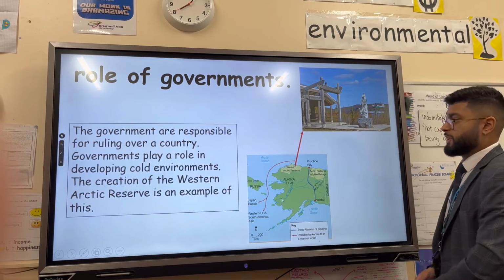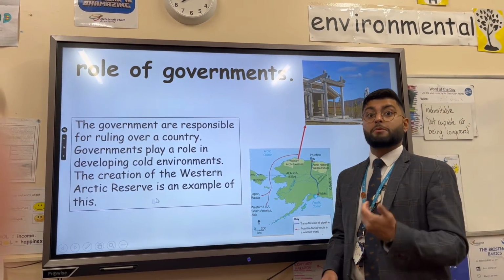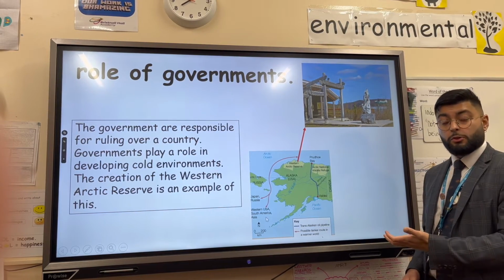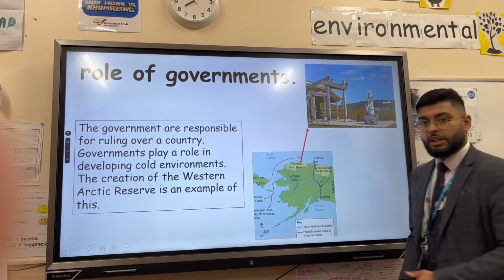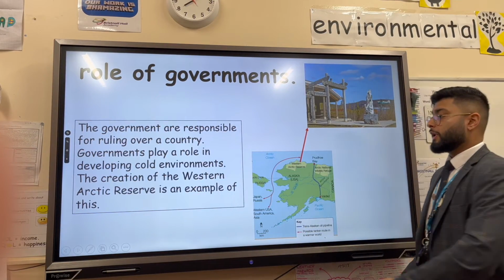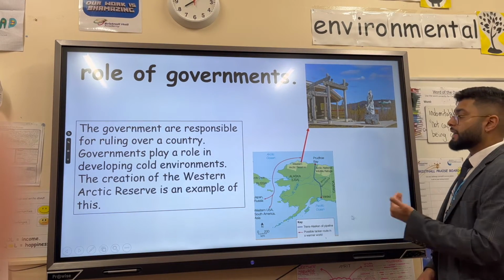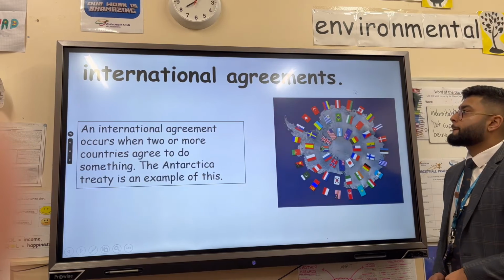The role of government. So lots of governments play a role in conserving cold environments and making sure that economic development happens. So the government are responsible for ruling over a country. So an example, in Alaska, the US government have created the Western Arctic Reserve. So their role in protecting the environment is to create a reserve or national park.